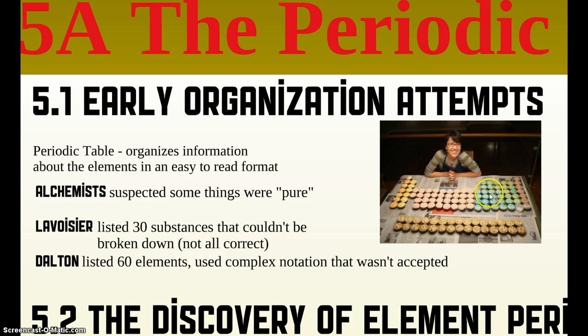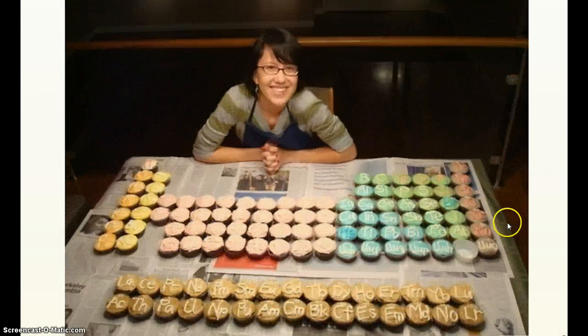Here is actually the periodic table of cupcakes, and we'll talk more about what it actually means to be periodic in just a little bit. So our early attempts were with the alchemists, Lavoisier, and John Dalton.